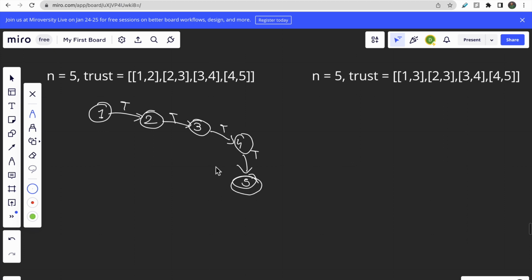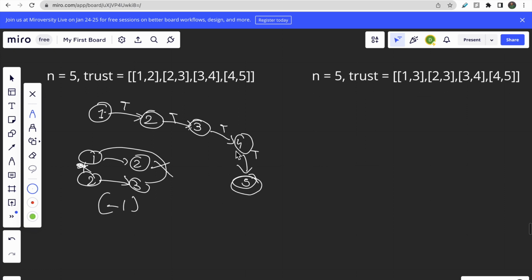doesn't trust anyone, but do all the persons here trust person 5? No. 1 trusts 2, then 2 trusts 3, but this doesn't mean that 1 trusts 3. It is not like that. So in this example we would return -1, as there is not a single person that is trusted by all.